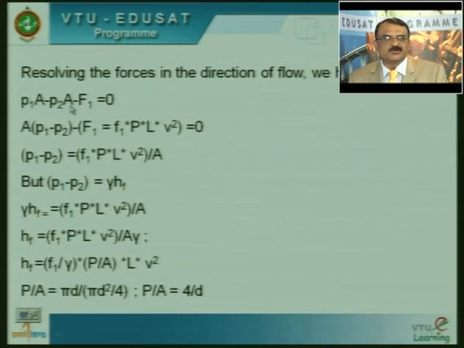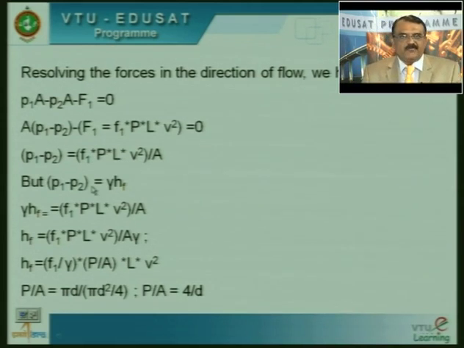Now, if you look at these two terms, A is common. Take out this A, and you are going to get P1 minus P2 minus F1. Now, what is F1? You derived this equation for F1, the frictional resistance, into the perimeter into length into V square, and this must be equal to 0. Now, take P1 and P2 to the left hand side and push all other terms to the right hand side. You are going to get F1 into PL V square divided by A.